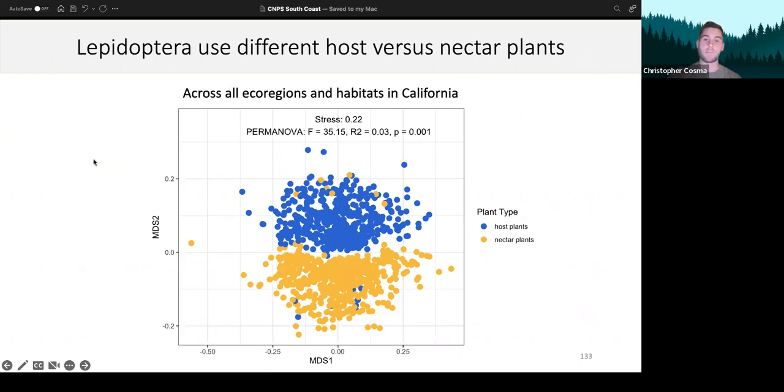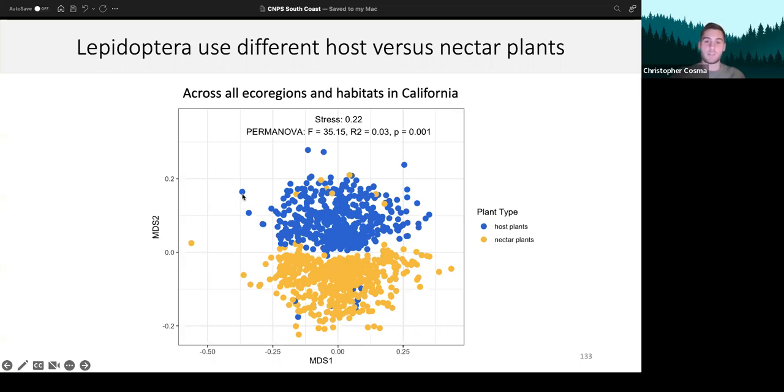a complex graph here, and I'm using you guys as kind of a test for, I'm giving this talk at the CMPS conference, so please let me know if I explain this in a way that makes it understandable. But this is called an NMDS plot, and so this is just a way to visualize complex data.